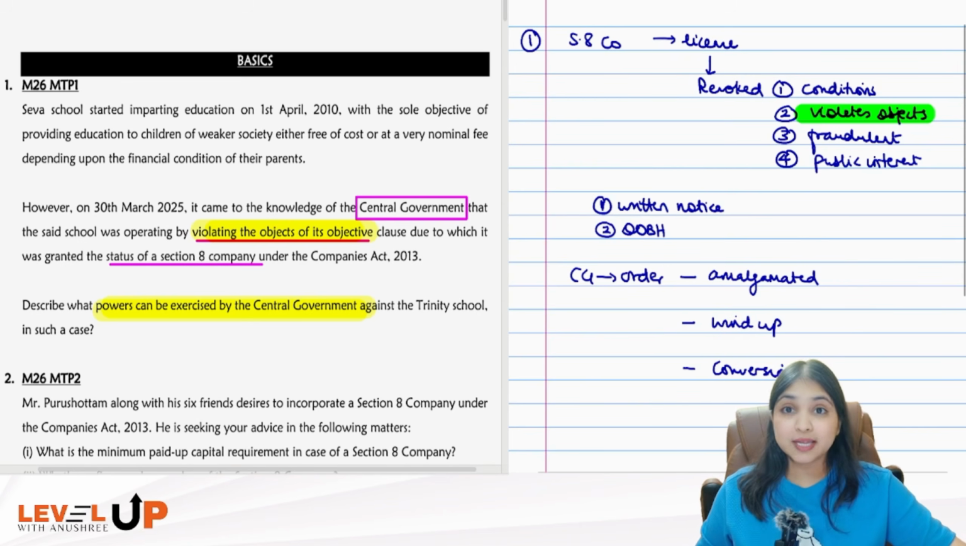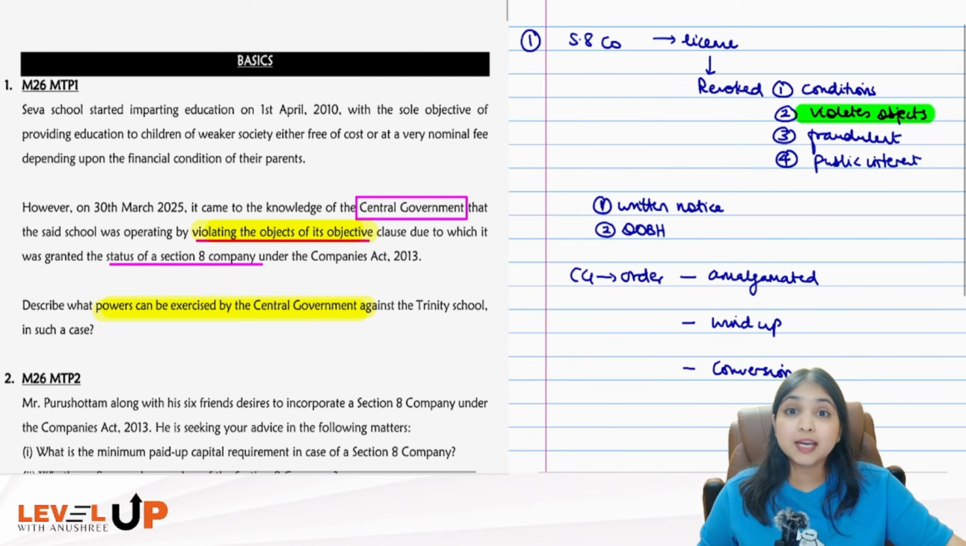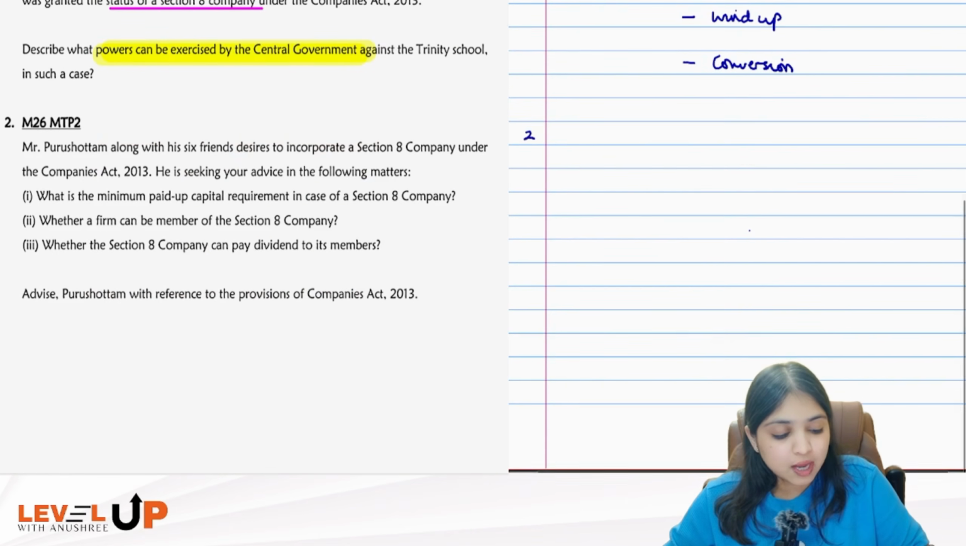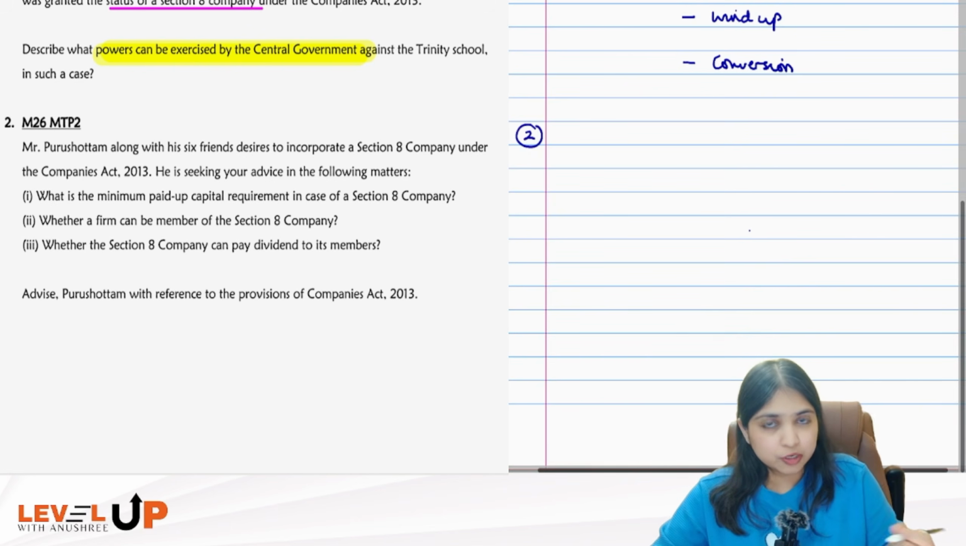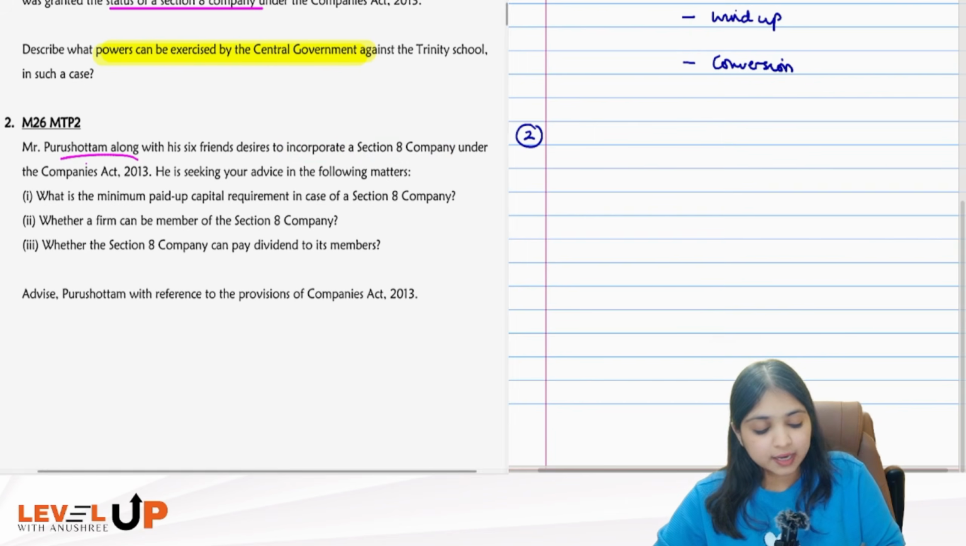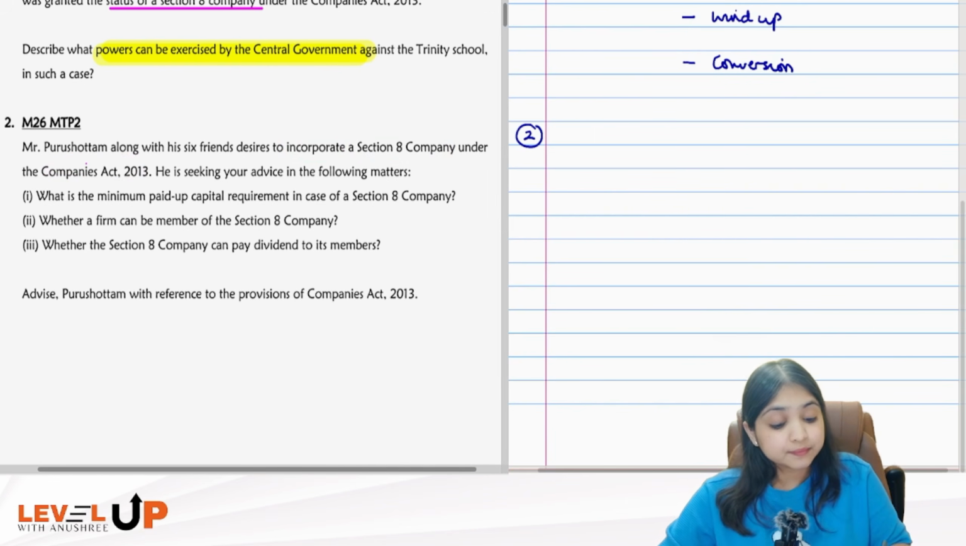Simple, guys. So this question is purely about revocation of license of Section 8 company. Then come to the second question. The second question is May 26 mock test paper question again. Now this question is also about our Section 8 company. This is a simpler question. The question says Mr. Purushottam, along with his 6 friends, desires to incorporate a Section 8 company under Companies Act 2013. Okay. He is seeking your advice in the following matters.